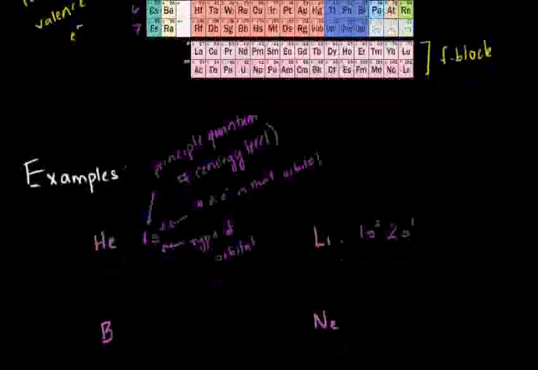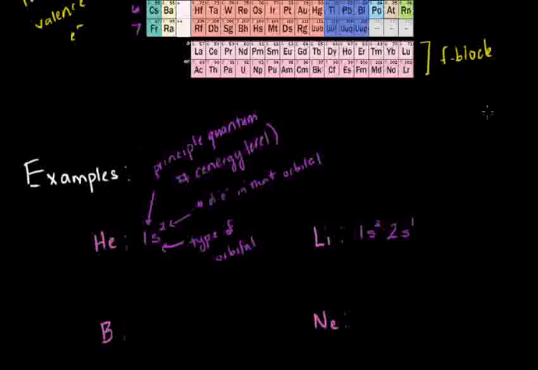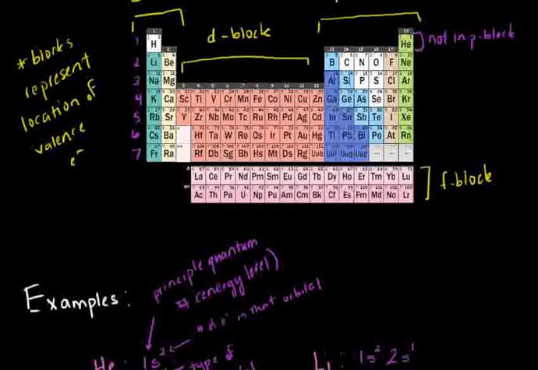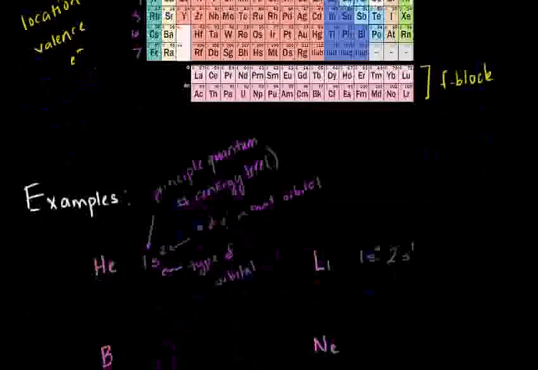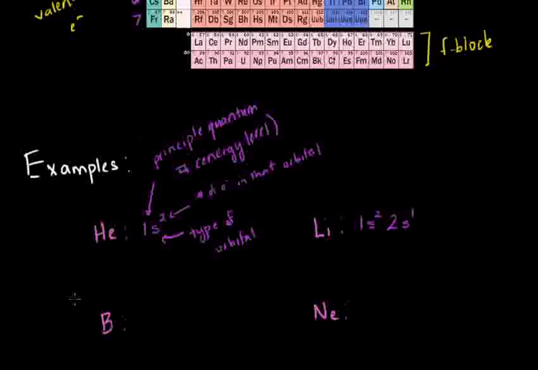Alrighty, let's up the ante a little bit and check out the elements in the p block. Let's start with boron. Boron is here on the periodic table within the p block. This is the electron configuration for boron. We've got 1s2, 2s2, 2p1.